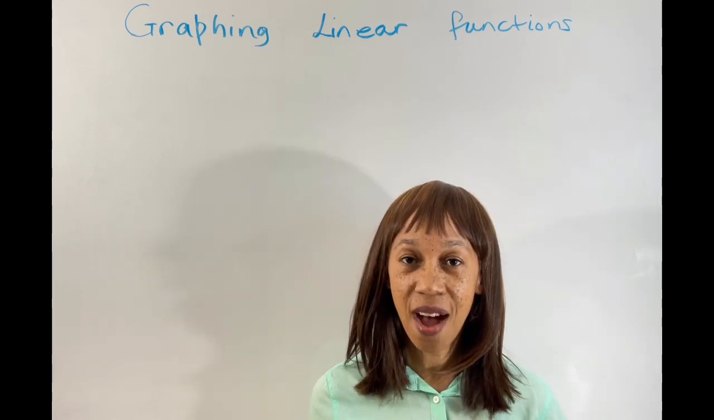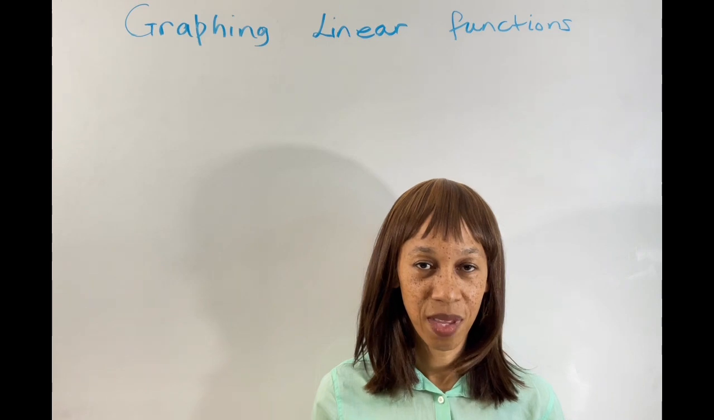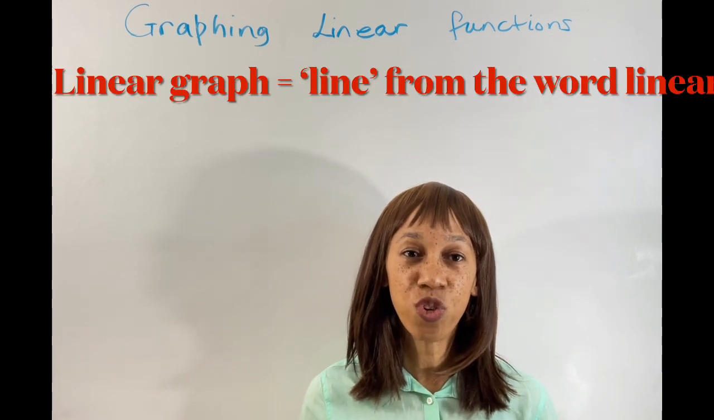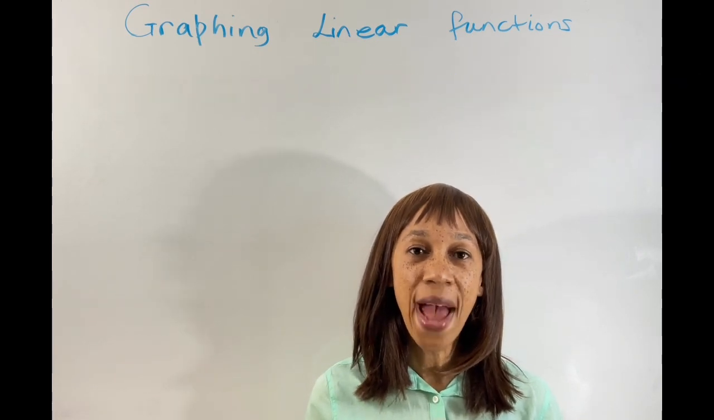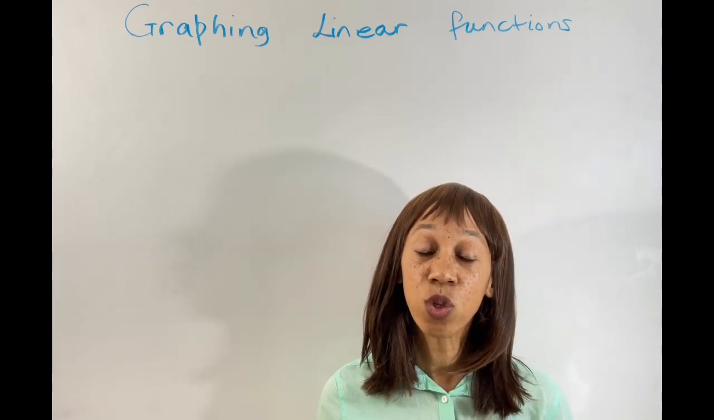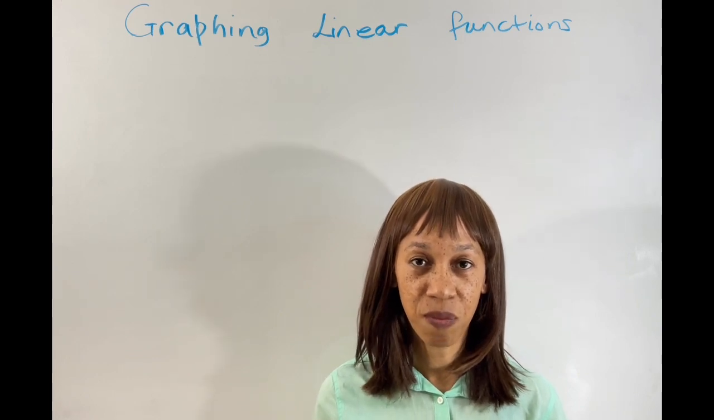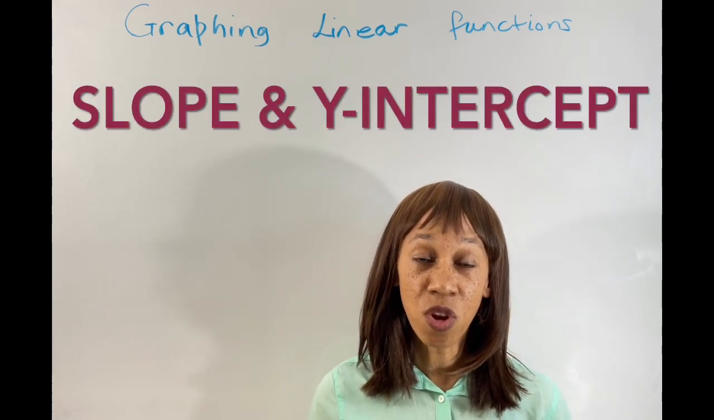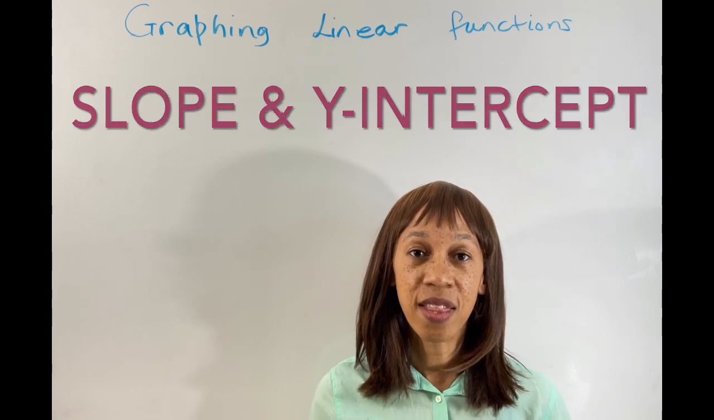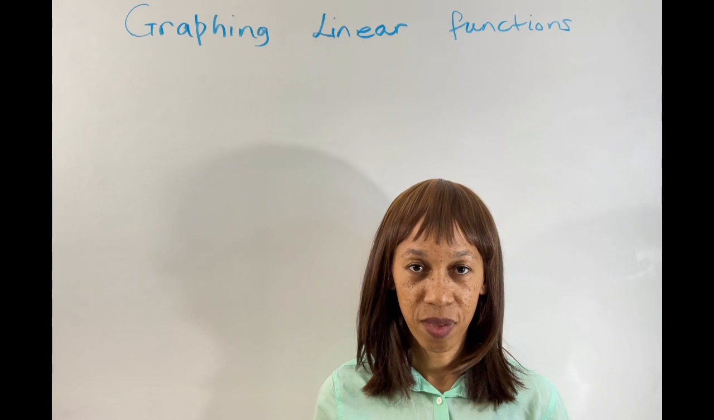I'm going to take that concept right into graphing linear functions. Linear functions are usually in the form of y equals mx plus b. And so there are two things that you need when you are graphing a linear function. You need the slope and you need the y-intercept, or what we also call the b.